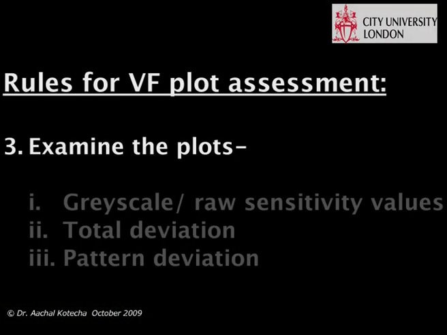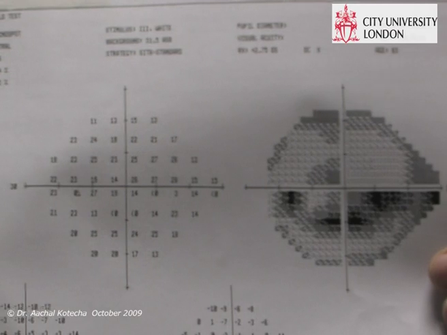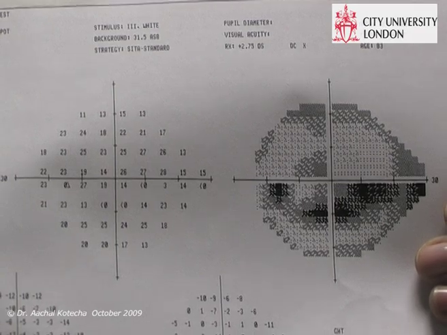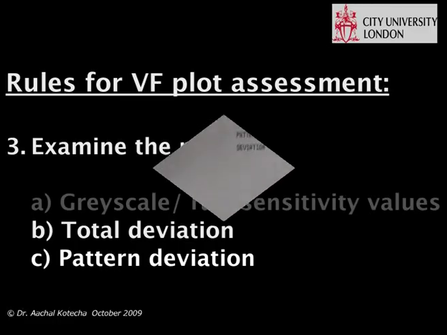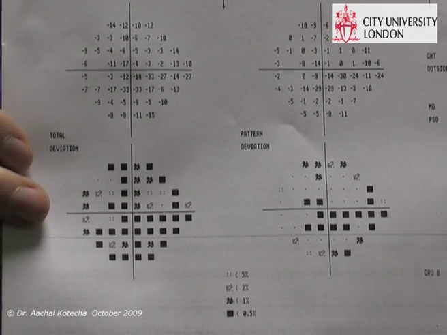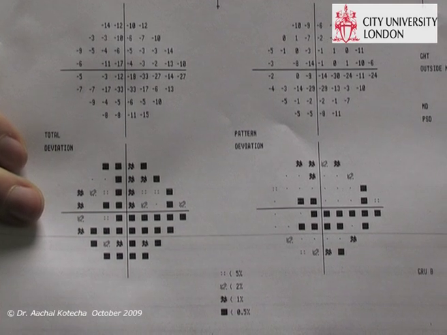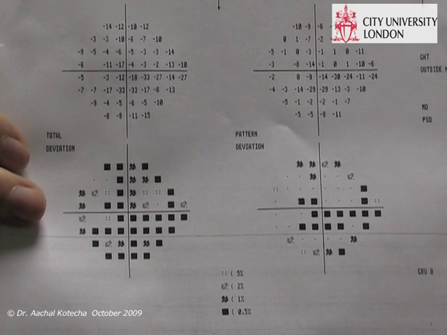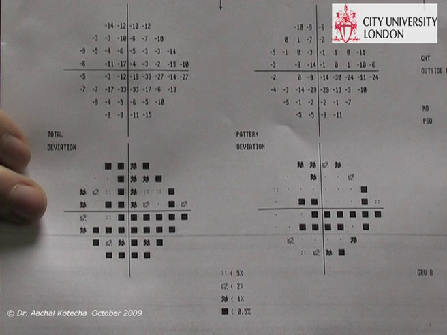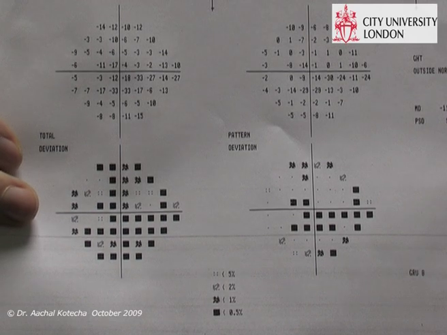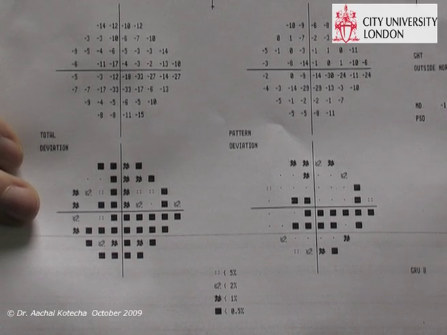The next thing to do is to examine the plots. Firstly, the grayscale plot. That is a visual representation of the sensitivity of the hill of vision and is used as a visual indicator of the field result. The total and pattern deviation plots are beneath the grayscale. The total deviation plot, to the left of the screen, compares the patient's sensitivity values in each test location to the normal age-matched sensitivities. The pattern deviation to the right corrects for depressions in overall sensitivity that might be due to cataracts or uncorrected refractive error, and the pattern deviation plot picks up specific patterns of loss.